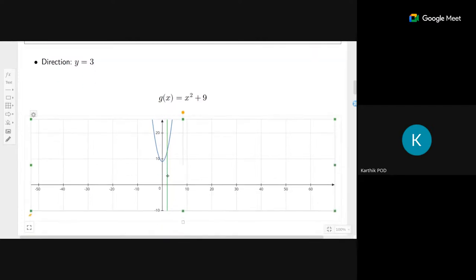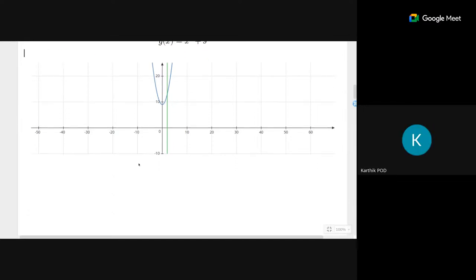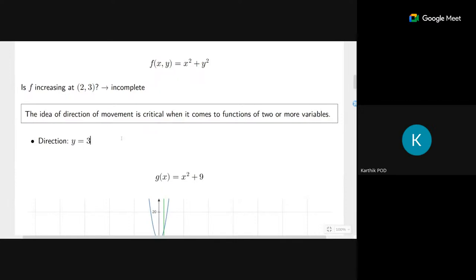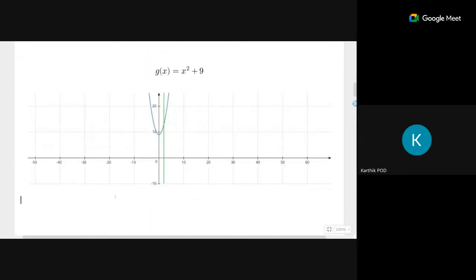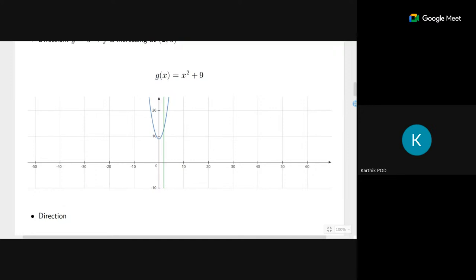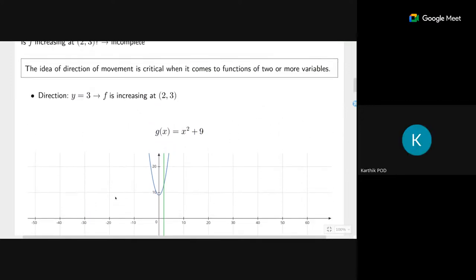x square plus 9, and at x equal to 2, I'm focusing on what happens in and around the point x equal to 2, y equal to 3. So what is happening to the function? Increasing. Right? So it is increasing. So in this direction, what we have concluded is f is increasing at 2, 3. Okay. So now let's take some other direction. The next obvious direction is fixing x. So you are looking at the y axis now, along the y axis.